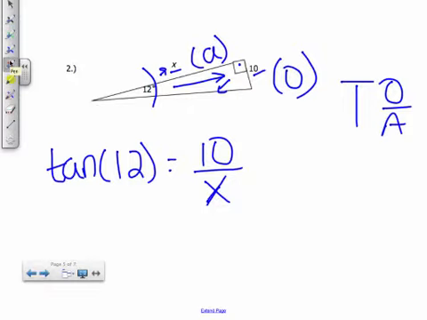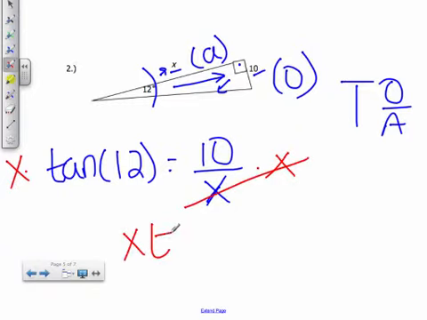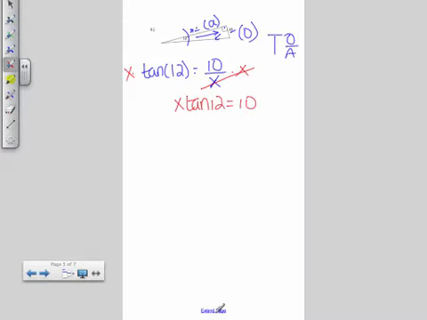So, how do I do that? Since it's divided by x, I'm going to multiply both sides by x. My x's cancel out. I end up getting x times the tangent of 12 is equal to 10. That doesn't help me get the x by itself, but it does help me get the x in a position that's much easier to deal with. So how do I get that x by itself? Well, it's being multiplied by tangent of 12, so I'm going to get rid of it by dividing by tangent of 12. Okay?